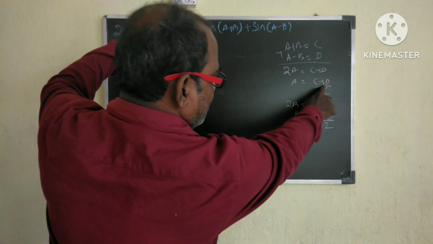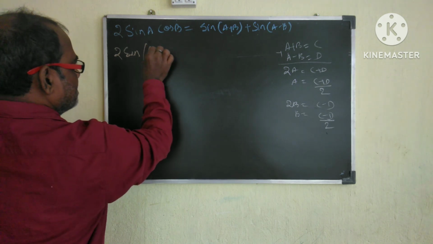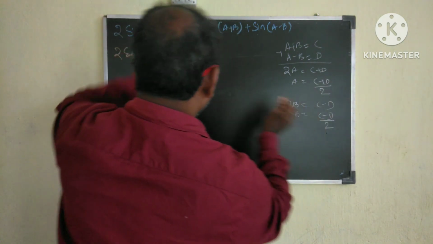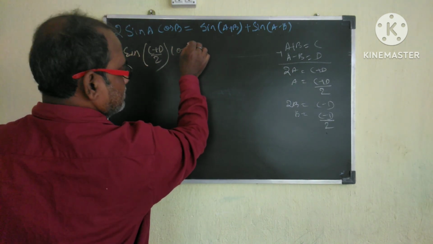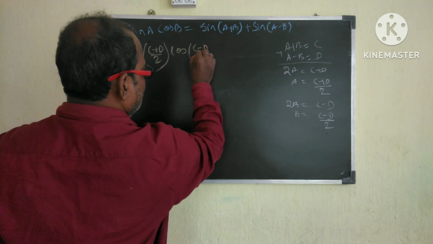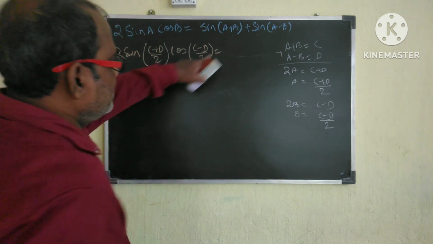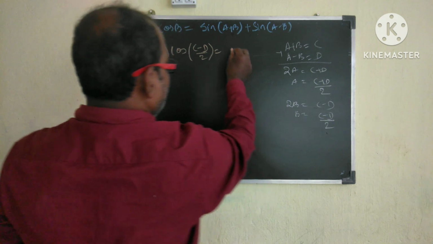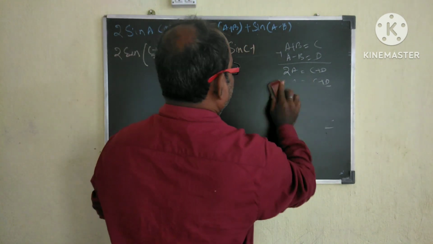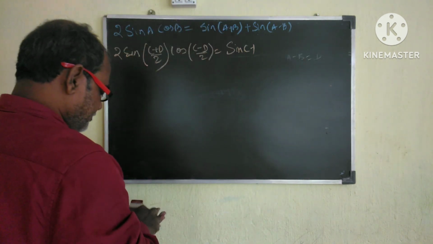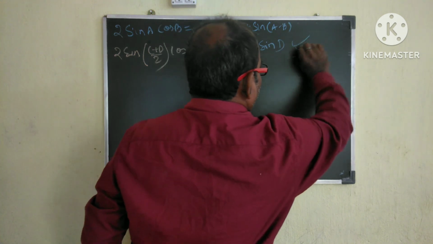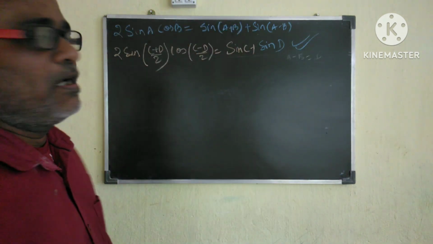Instead of A, we can write (C plus D) by 2. Instead of B, we can write (C minus D) by 2. cos (C minus D) by 2 is equal to, instead of A plus B, we can write here C. sin C plus sin D. So this is the fifth transformation which we can derive.